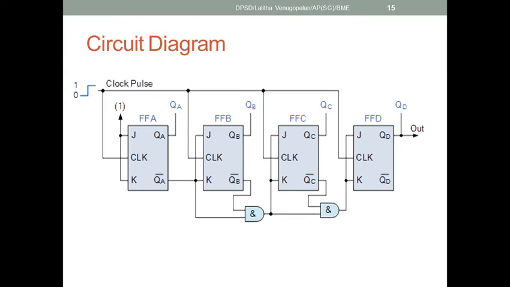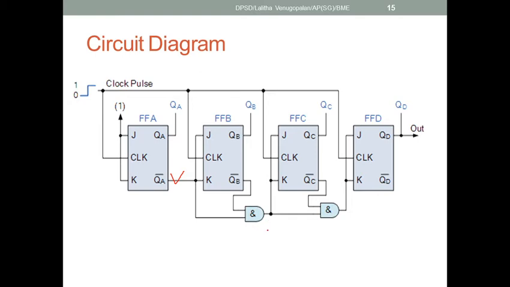So my outputs are QA, QB, QC, and QD. However, the input that is fed to the next stage is QA dash, right? So QA dash is fed to J and K. When QA dash is 1, flip-flop B would change its state. And then QA dash and QB dash are ANDed together and fed to the J and K of flip-flop C.